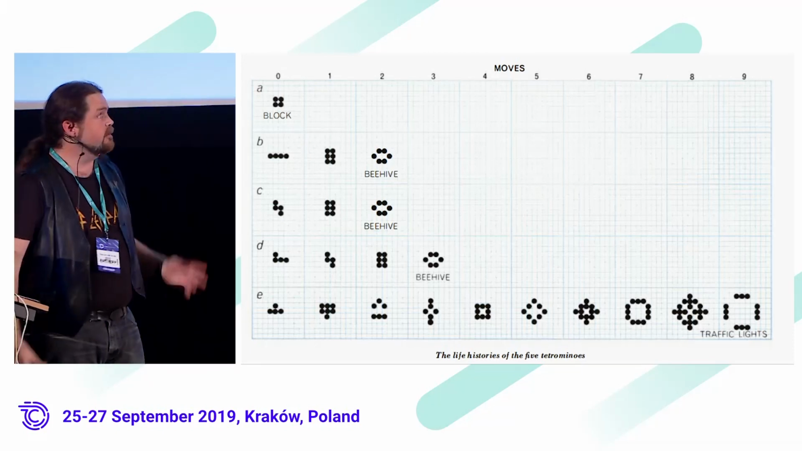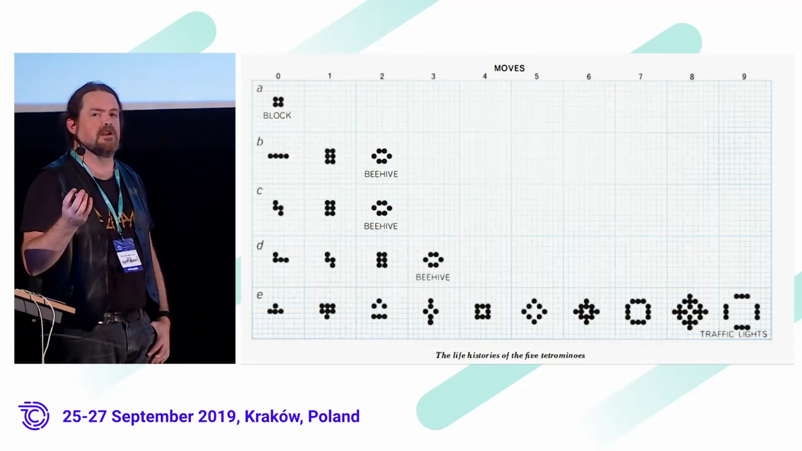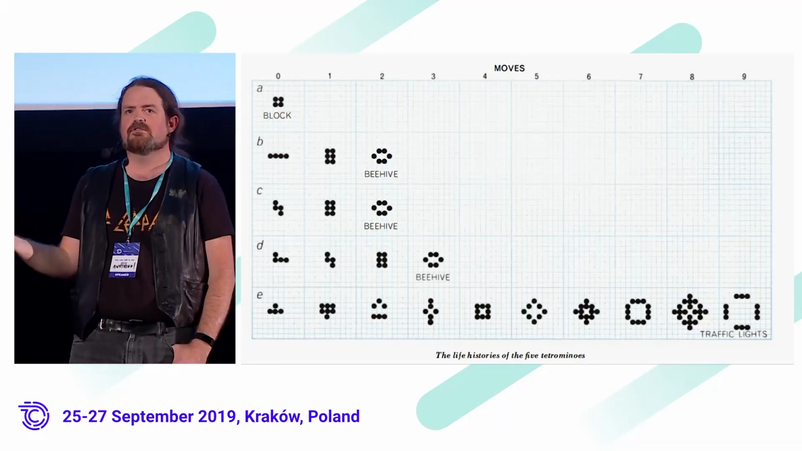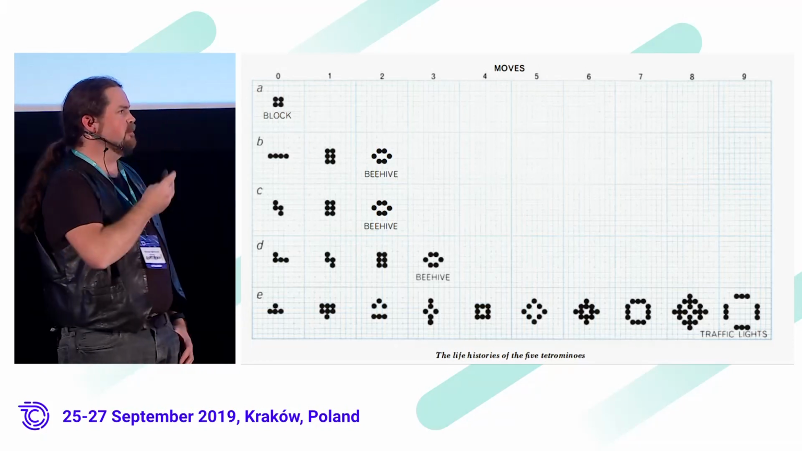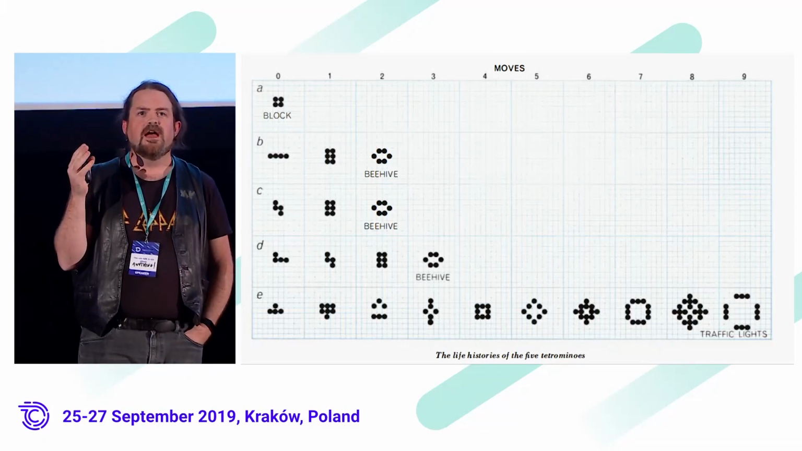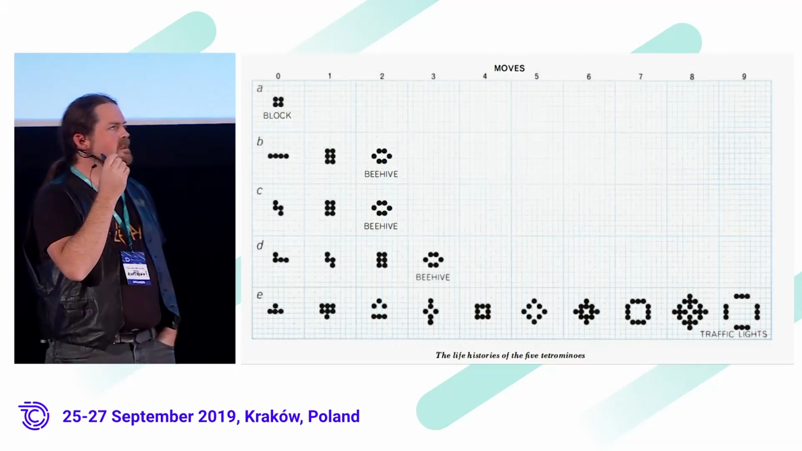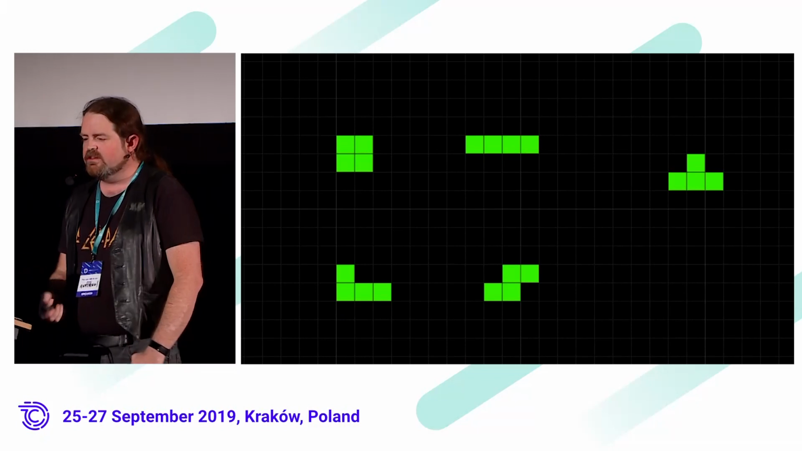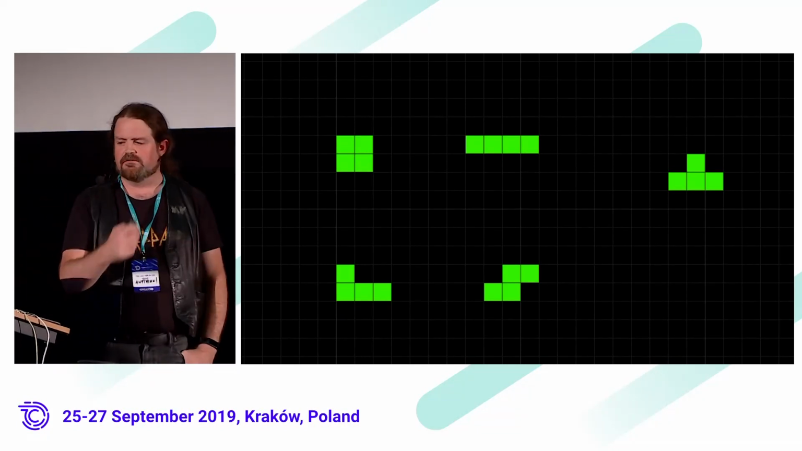These shapes you may recognize. These are the tetrominos. They're the things you can make out of 4 square tiles. They're the basis of the game Tetris. And this is how those shapes evolve. This is from Martin Gardner's original article from 1970. Now, this is kind of interesting, but you don't get any sense of what's fascinating about it until you actually run these things and watch them evolve.